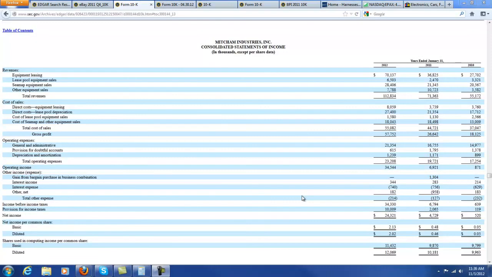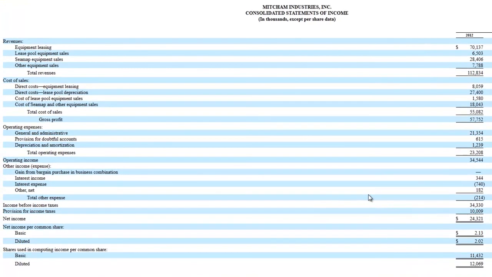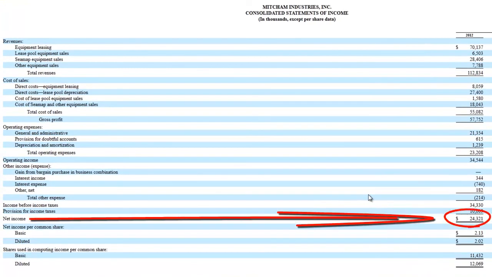This is again the income statement for Mitcham Industries. As you can see, in 2012, the company's net income was $24.3 million. And there are only two things that can happen to these profits. They can either be retained within the company, or they can be paid out to shareholders, or partially paid out, or partially retained, however you want to put it. If they are retained within the company, they can be used to grow the company. If they are retained, they show up on the balance sheet under retained earnings.